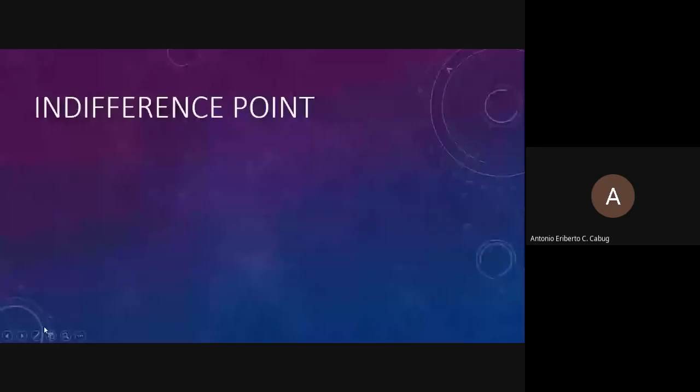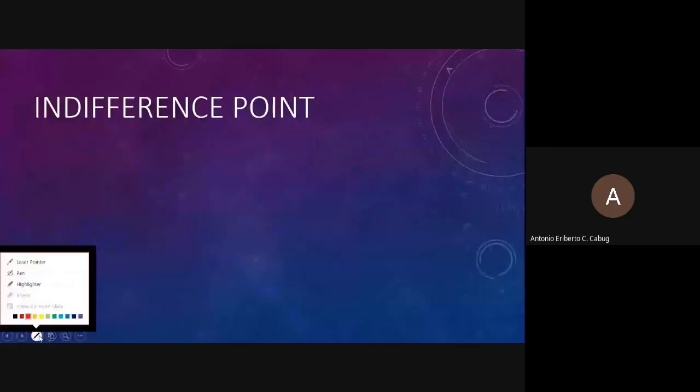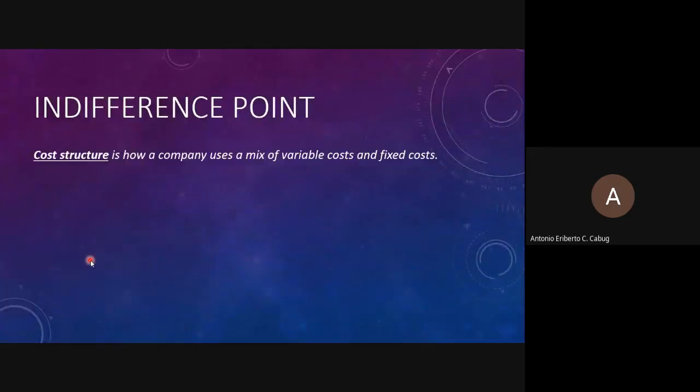So let's talk about the indifference point. What's the indifference point? To appreciate what the indifference point is, we have to understand what cost structure is. Cost structure is how a company uses a mix of variable cost and fixed cost. Yung operations ba ng company, dadamihan ba yung variable cost or dadamihan yung fixed cost? More variable cost or more fixed cost?